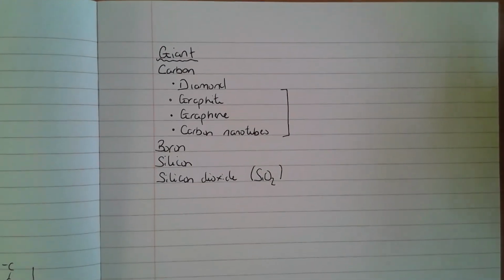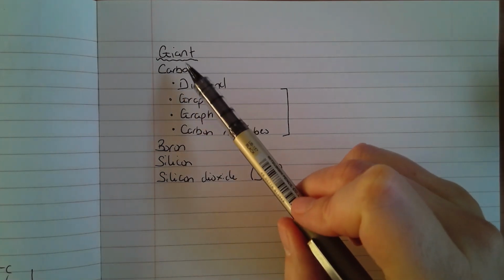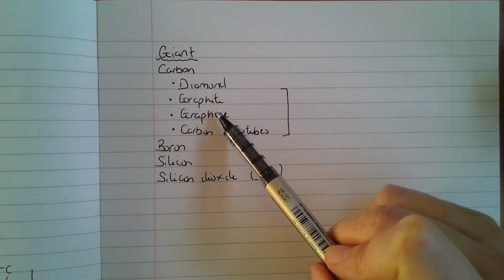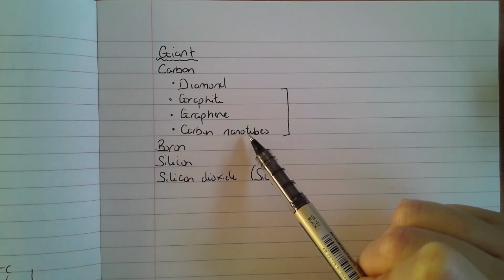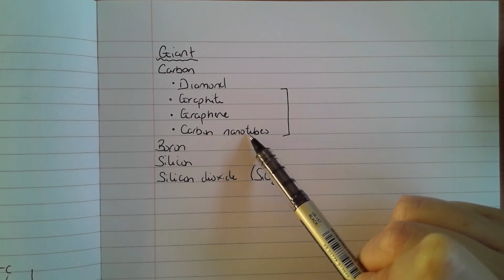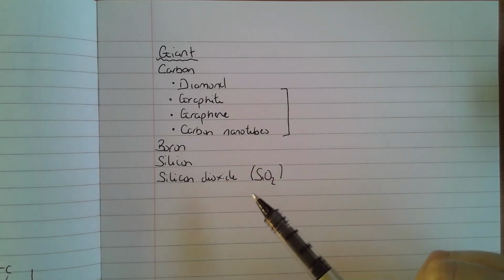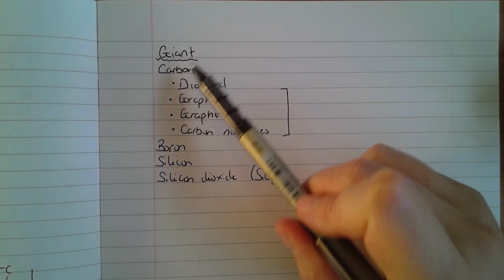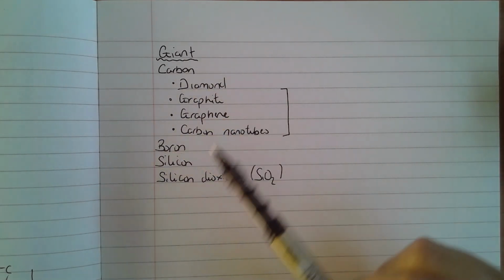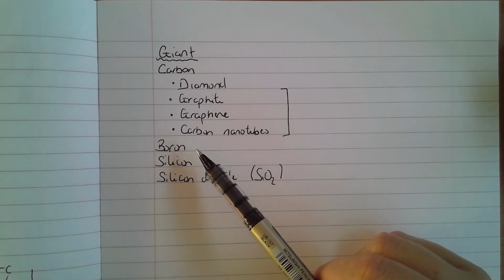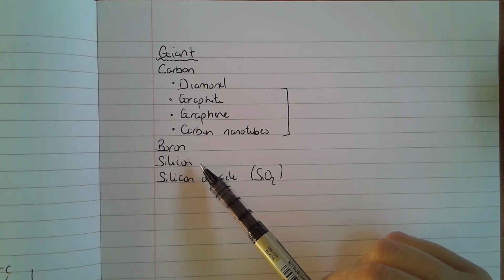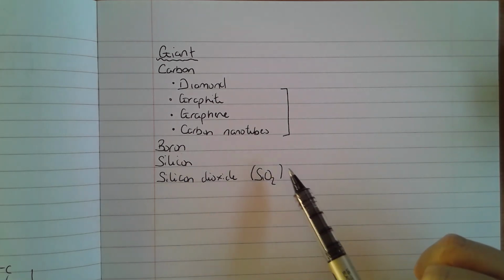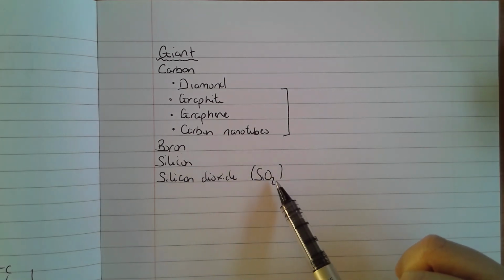So if I come over here, these are the ones that are giant. Carbon comes in a number of different forms called the allotropes of carbon: diamond, graphite, graphene, and carbon nanotubes. There is another one called Buckminster fullerene, but Buckminster fullerene is a molecule. These 4 allotropes of carbon, however, are giant. You've also got the element boron in group 3. You've got the element silicon, which is just below carbon in group 4. And then when silicon reacts with oxygen, it forms silicon dioxide, SiO2, and that is also giant.